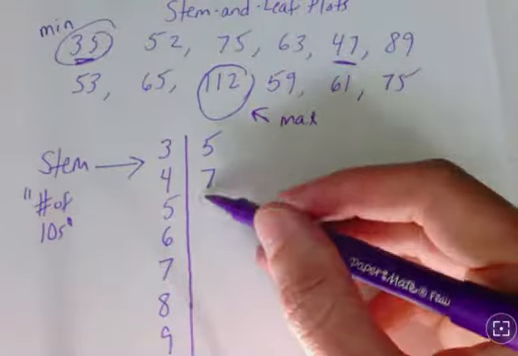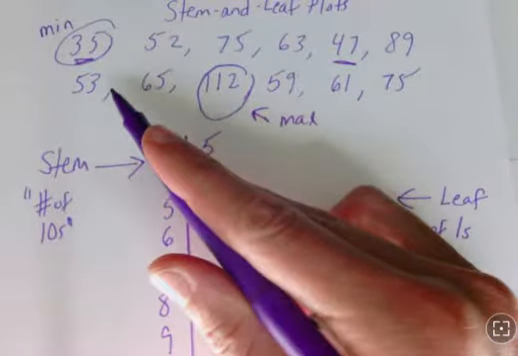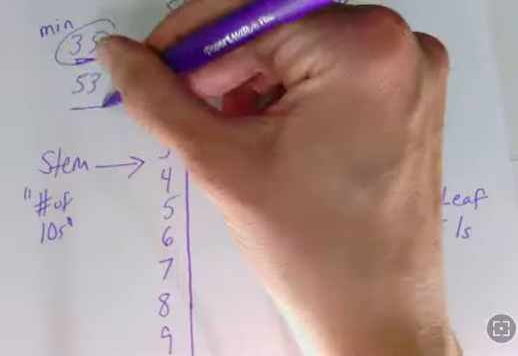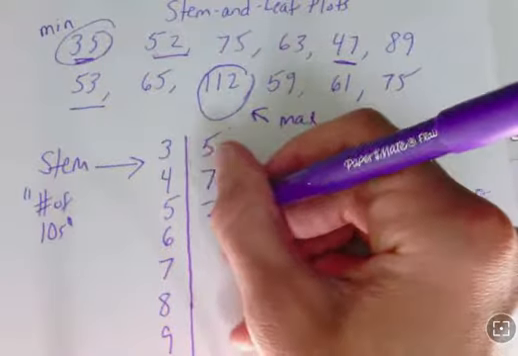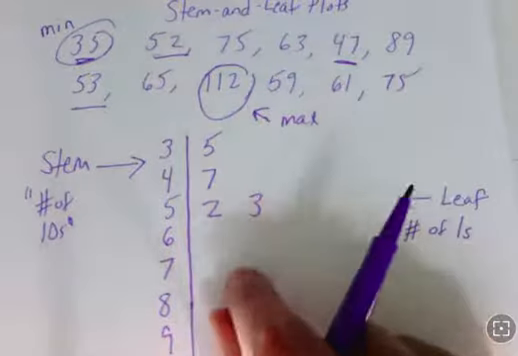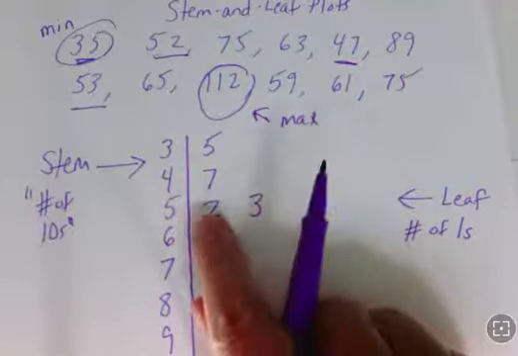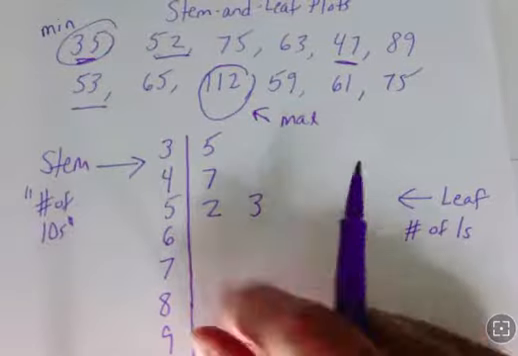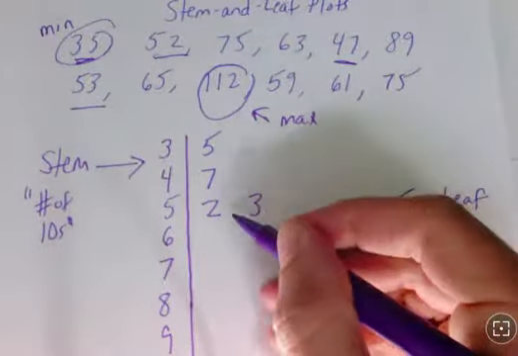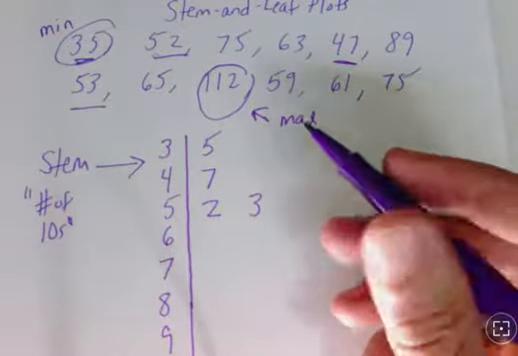Now I'm looking for my 50s. 52 and 53 should be on my graph, so I'm going to put a 2 here to represent 52. With the stem and leaf plot, it is helpful to leave space between your data points so that it's clear that this isn't 23, just to remind us how we read this. You could also put a comma, I guess, but typically they don't have commas.